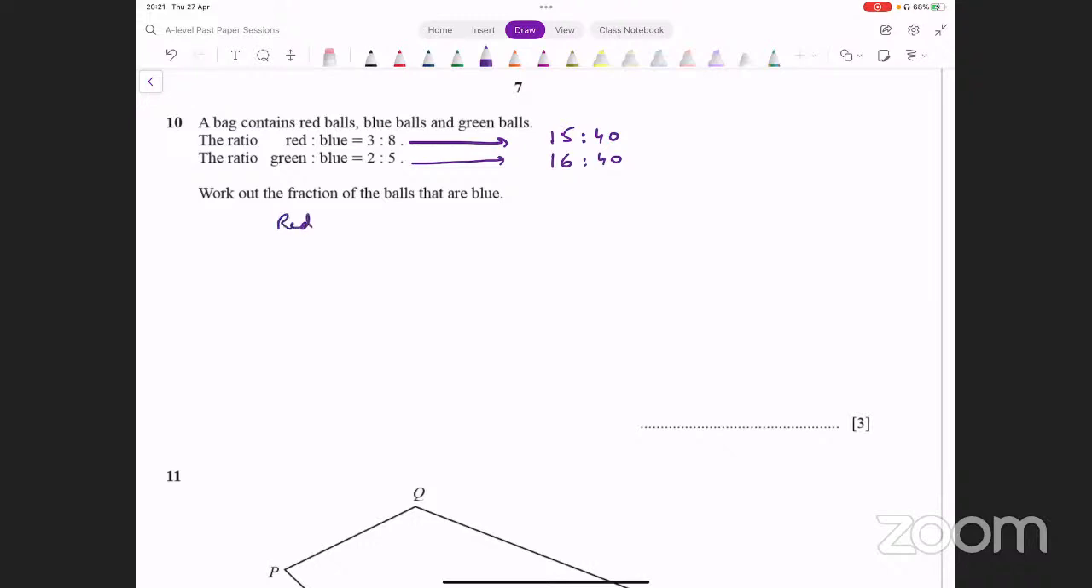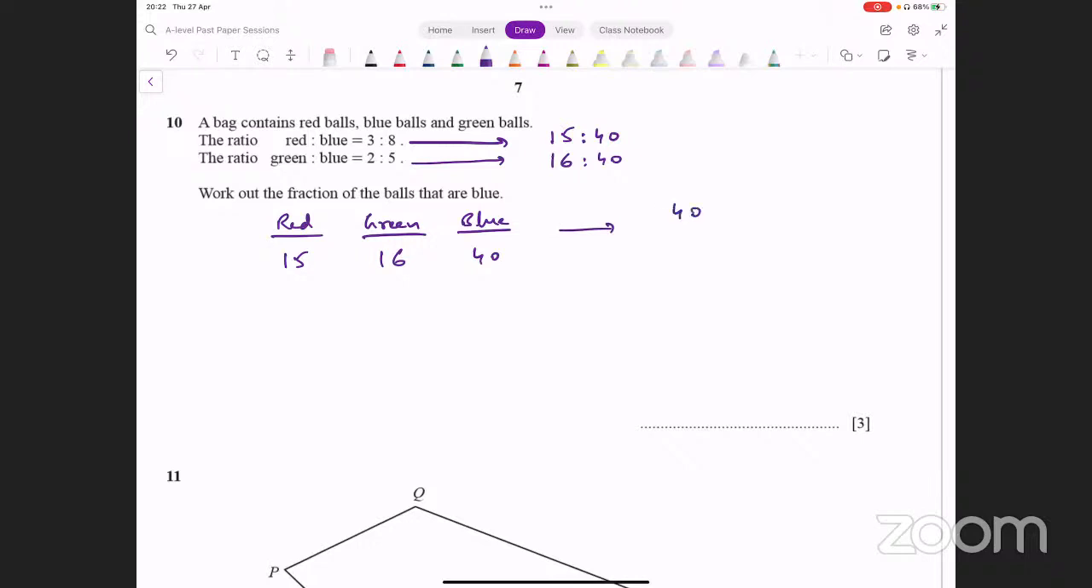लिख सकते हो, रेड, ब्लू, और इनफैक्ट लेट्स राइट ग्रीन फर्स्ट ऑफ ऑल, रेड, ग्रीन एंड ब्लू। इन तीनों कलर्स की रेशियो क्या होगी, रेड इज 15, ग्रीन इज 16 एंड ब्लू इज 40। ये इन तीनों की रेशियो हमारे पास आ गई, ठीक है? तो अगर आपने नंबर सेम कर लिया जब, तो उसके बाद आप तीनों की रेशियो इस तरह से इकट्ठे लिख सकते हो। एंड नाउ वी आर लुकिंग फॉर द फ्रैक्शन ऑफ द बॉल्स दैट आर ब्लू। हाउ डू यू डू दैट?